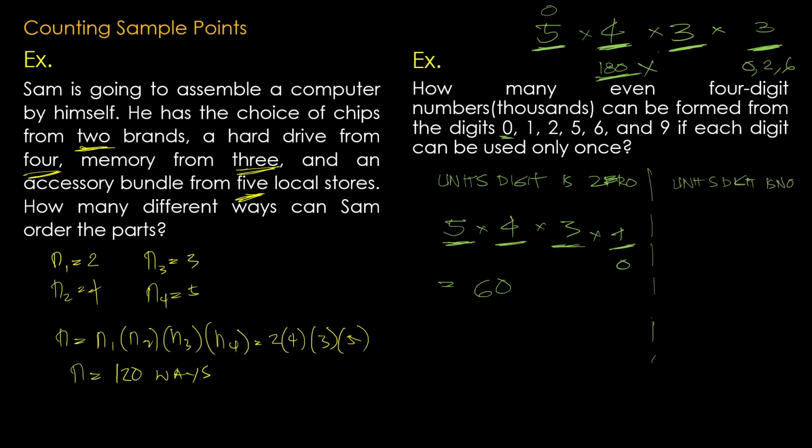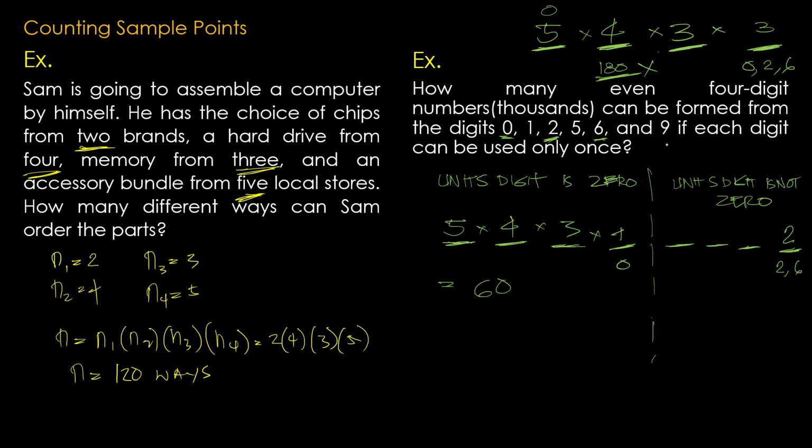And if you consider the units digit is not 0. What are the non-zero digits that can be used in the units place so that the number is even? You have 2 and 6. So how many ways? 2. And if you consider 2 and 6, the remaining will be 0, 1, 5, and 9.